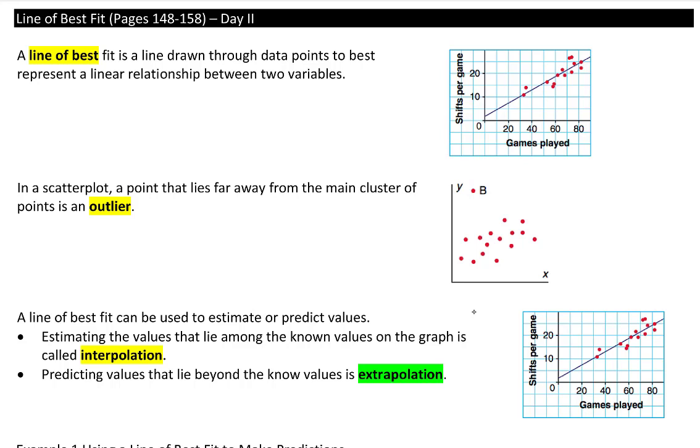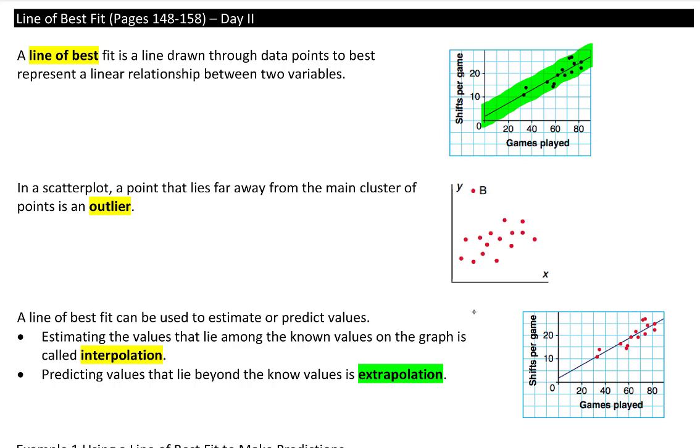We're going to continue looking at lines of best fit and how to use lines of best fit to estimate or predict values. Recall that a line of best fit is a line drawn through data points to best represent a linear relationship between two variables. So here is the line of best fit, and it shows the relationship between the number of games played and the number of shifts per game.